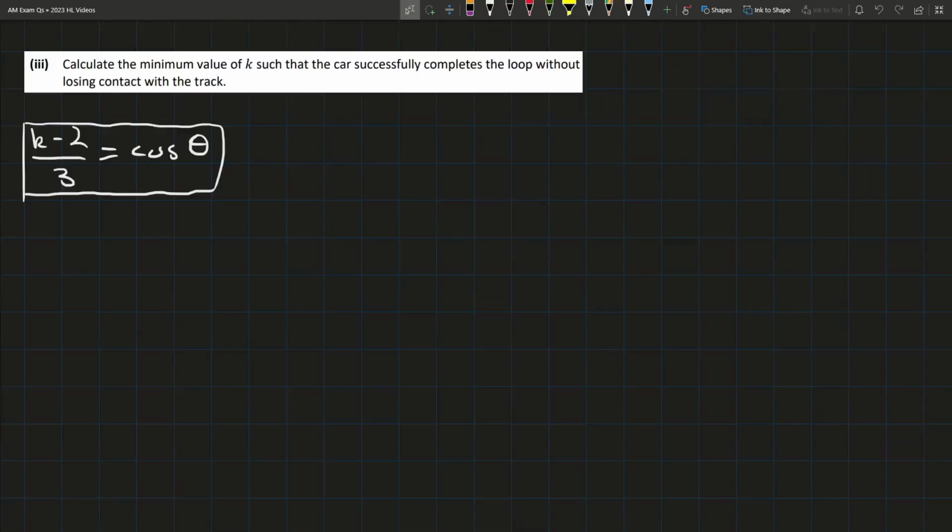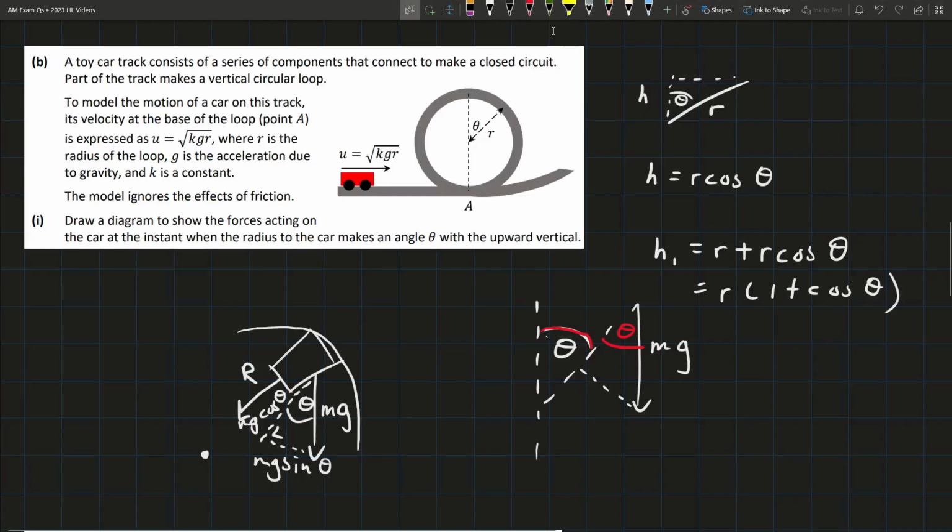So in the last part, we're asked to calculate the minimum value of k such that the car successfully completes the loop without losing contact with the track. So we know that when it loses contact, this equation is true. And if we have a think about it, what point on this diagram does the car have to get to ensure that it's going to finish? Well, if it can get to the very tippy top here, then once it goes past that, like here for example, it's going to be moving down, and gravity's pulling it down anyway, so once it gets past the very top point, then you know it's going to finish the loop. So that top point is when theta equals 0.